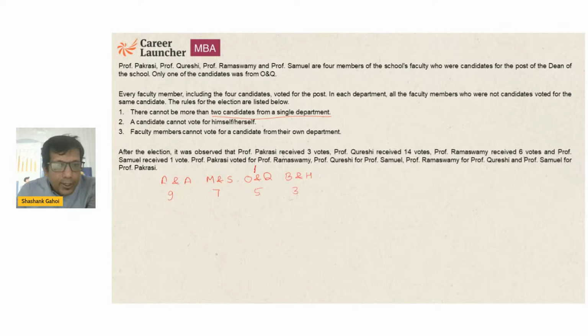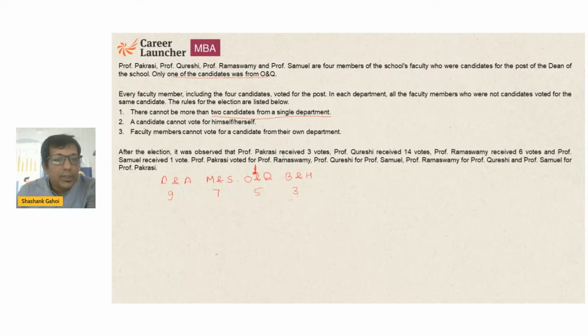So I'm going to write down this. O and Q has 1 candidate that is written here. Okay. Now every department can have 1 candidate. One department can have 2, another department can have 1, a department can have 0. Okay. Now a candidate cannot vote for himself or herself.